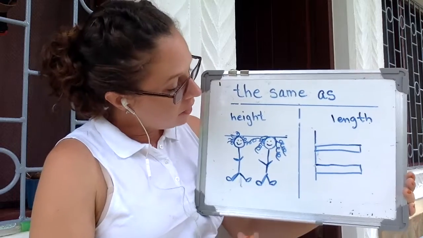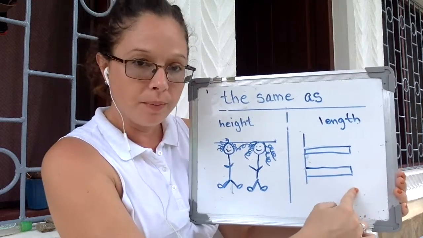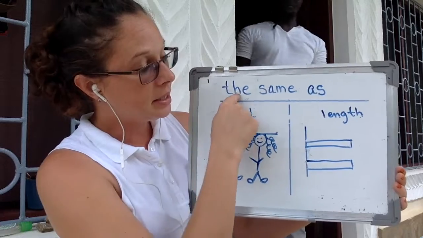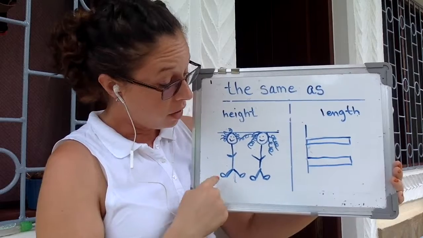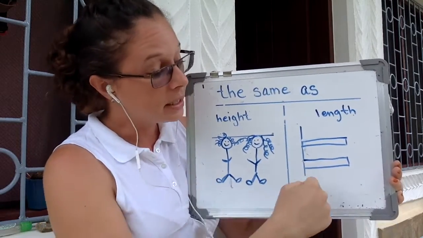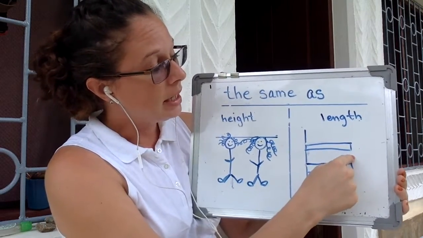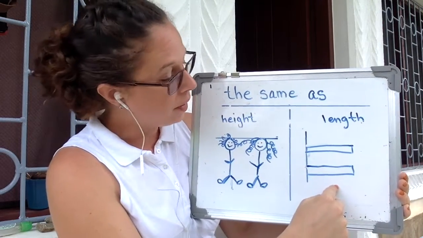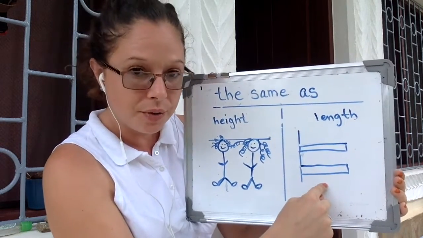Lastly, if the things that we're comparing are equally tall or equally long, we can use the language of the boy is the same height as the girl, or the boy is as tall as the girl. Discussing length, we can say the bar is the same length as the other bar, or bar 1 is as long as bar 2.